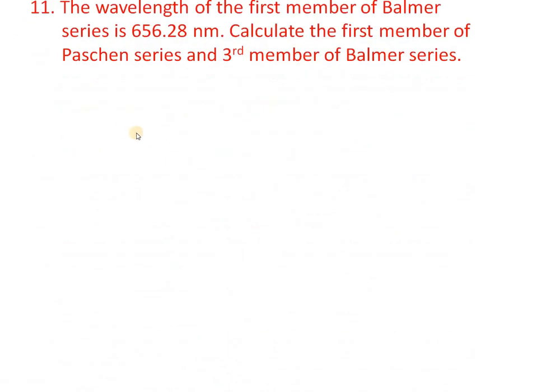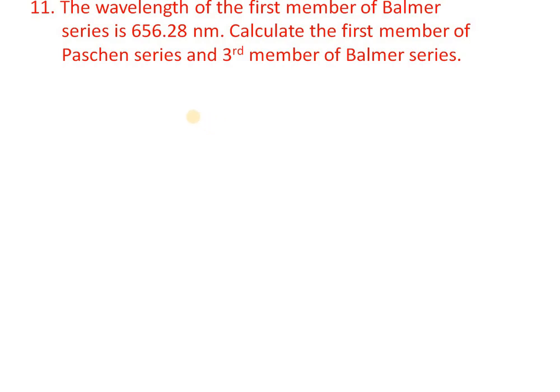Let us move on to the next problem. Now this is the 11th problem. The wavelength of the first member of Balmer series is 656.28 nanometer, that is given in the problem. Calculate the first member of the Paschen series and the third member of Balmer series. We know that for Balmer series n1 is equal to 2 and n2 is greater than or equal to 3.